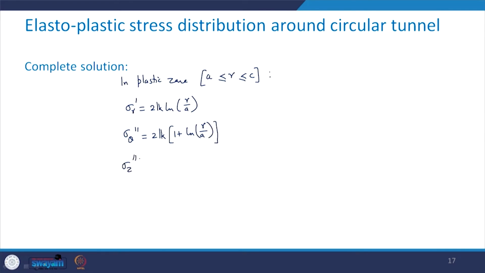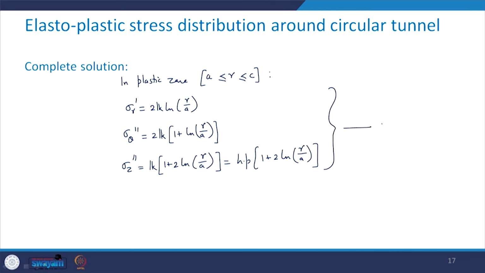Sigma z double prime is kappa times 1 plus 2 ln r upon A, or here we can write it in this form as well, that is h into P and 1 plus 2 ln r upon A. These equations I am writing as equation number 13.